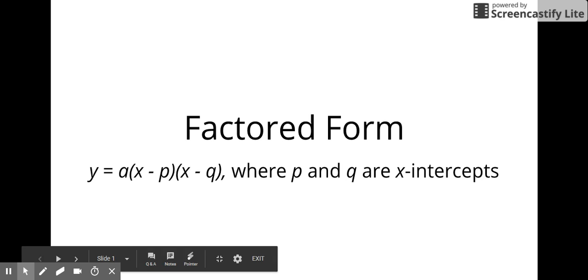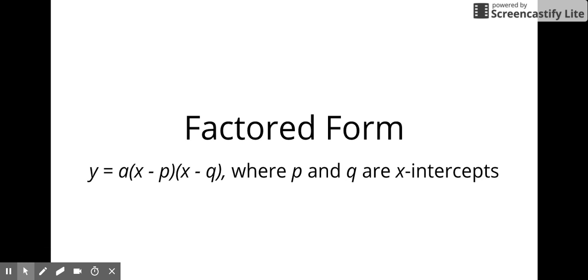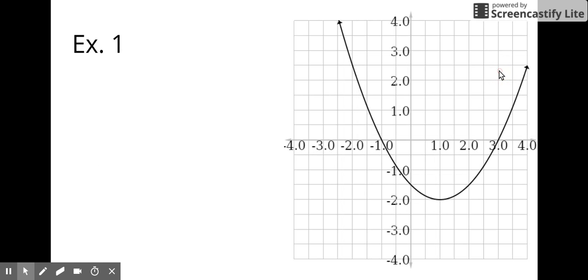Factored form of a quadratic is y equals a times quantity x minus p times quantity x minus q, where p and q are the x-intercepts. If you're given a graph that you want to be able to write the equation in factored form, you need to be able to easily identify the x-intercepts. In this case, our x-intercepts are (-1, 0) and (3, 0).